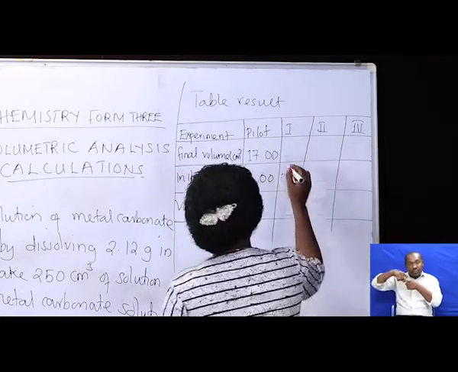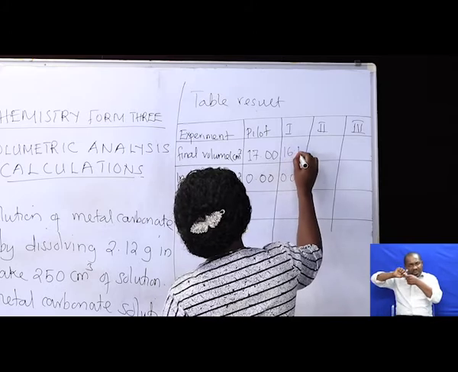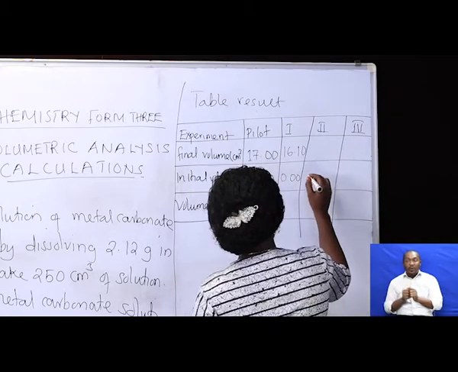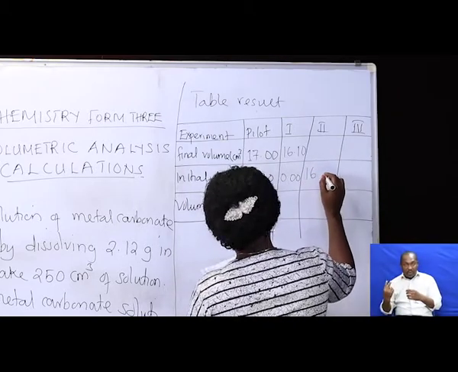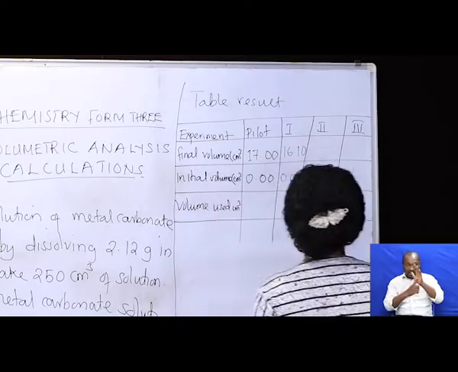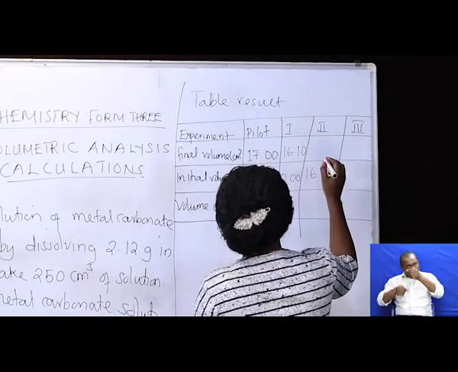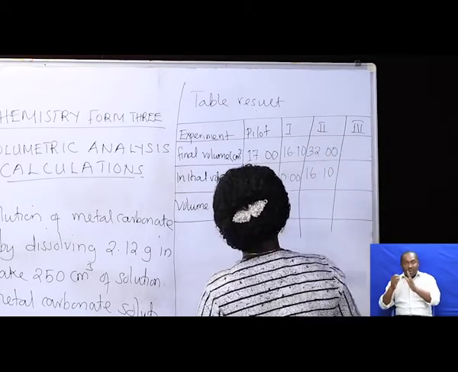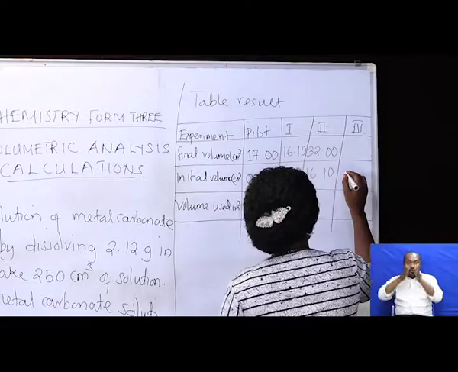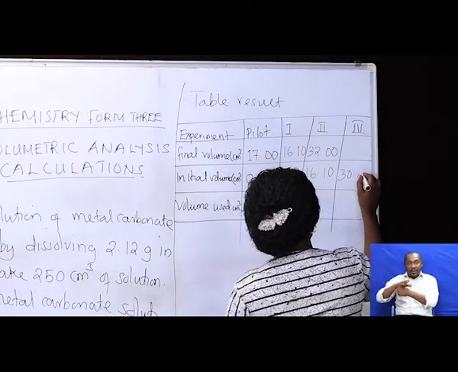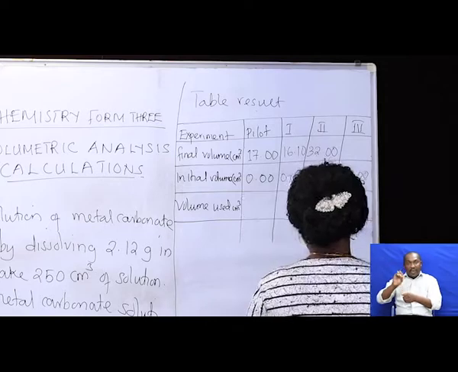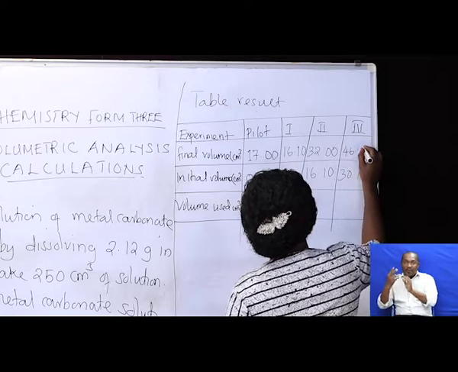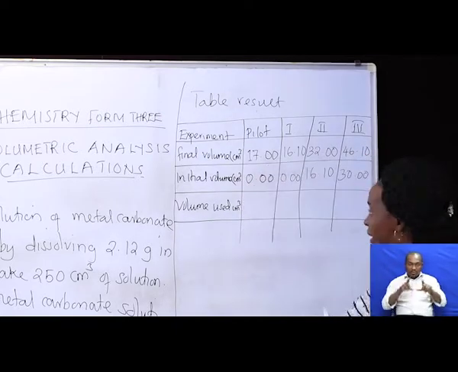They titrated it until the end point was reached, at 16.1. Then in experiment number 2, the initial volume was 16.1. The titration proceeded until the end point was reached, at 32.00. Then they filled the burette again at 30.00. That was the initial. And then in the last experiment, the final volume was 46.1. This is a table of results.